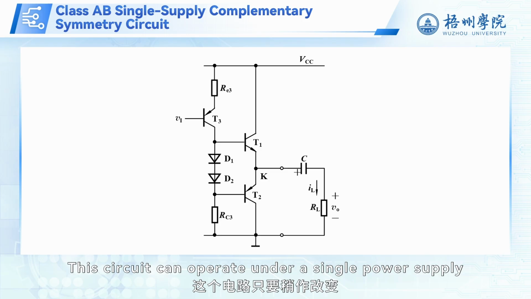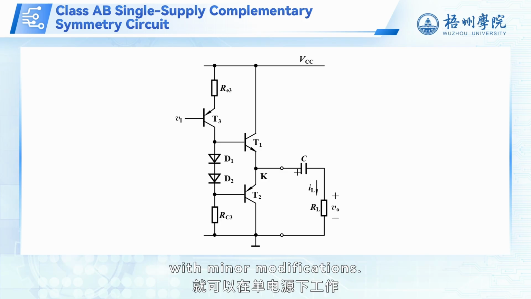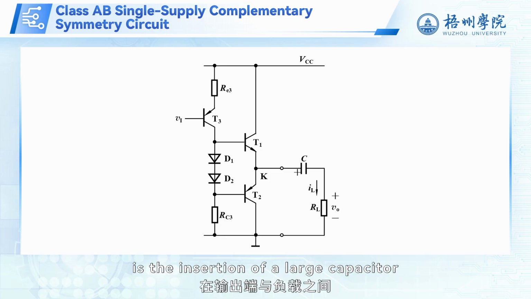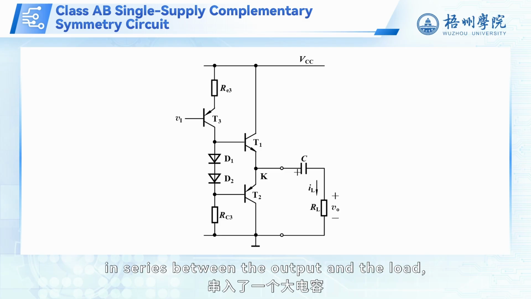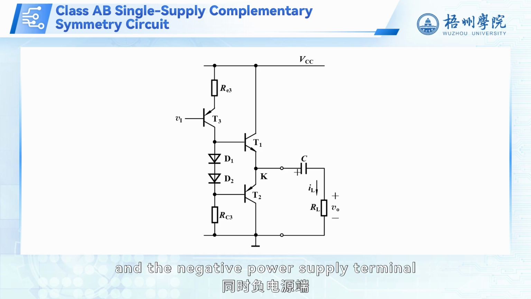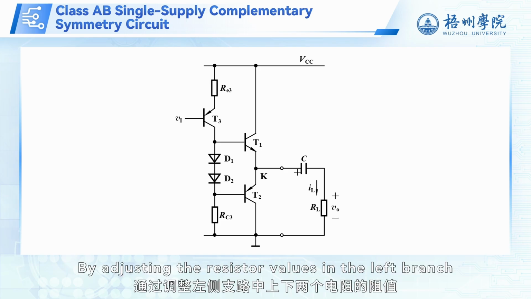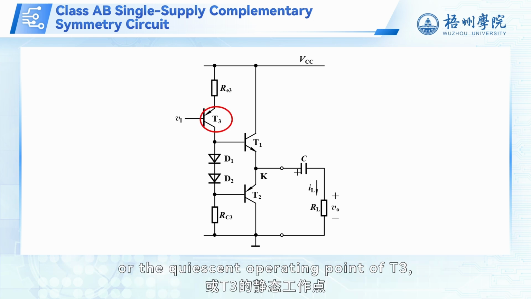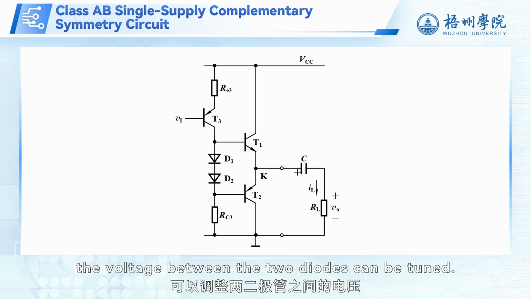This circuit can operate under a single power supply with minor modifications. The main change is the insertion of a large capacitor in series between the output and the load, and the negative power supply terminal is replaced by ground. By adjusting the resistor values in the left branch or the quiescent operating point of T3, the voltage between the two diodes can be tuned.